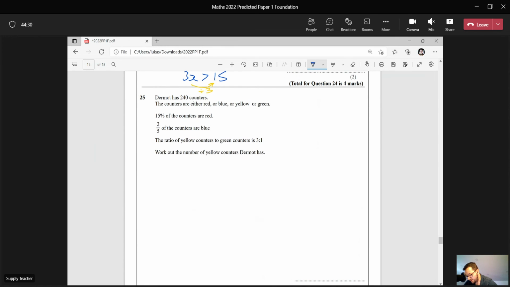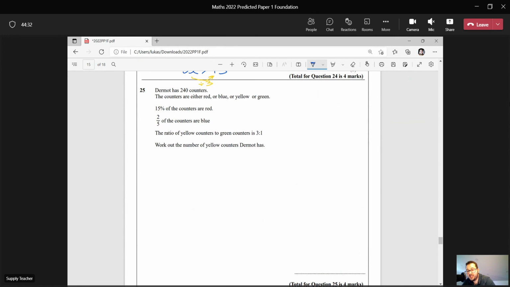Alright, so number 25. So Dermot has 240 counters. The counters are either red or blue or yellow or green. Alright, 15% of the counters are red, 2/5 of the counters are blue, and the ratio of yellow counters to green counters is 3 to 1. Work out the number of yellow counters Dermot has. Okay, so let's just work out each bit individually.